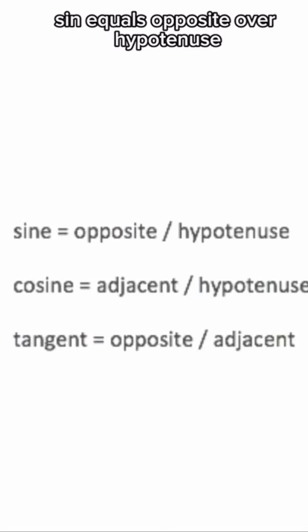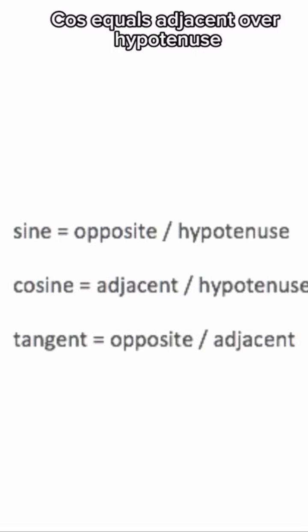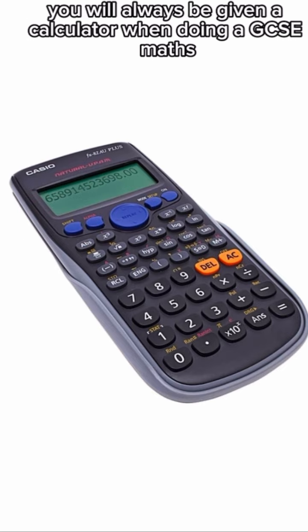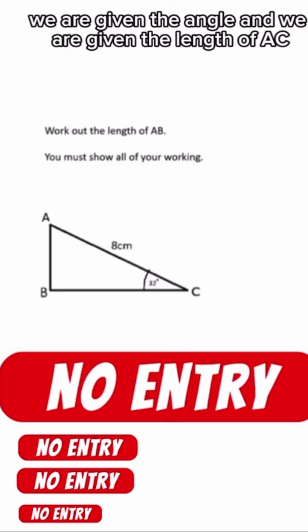This is where we start talking about SOHCAHTOA. Sin equals opposite over hypotenuse, cos equals adjacent over hypotenuse, and tan equals opposite over adjacent. You will always be given a calculator when doing a GCSE maths trigonometry question, unless it's very apparent that you do not need it. In this example, we are given the angle and we are given the length of AC.